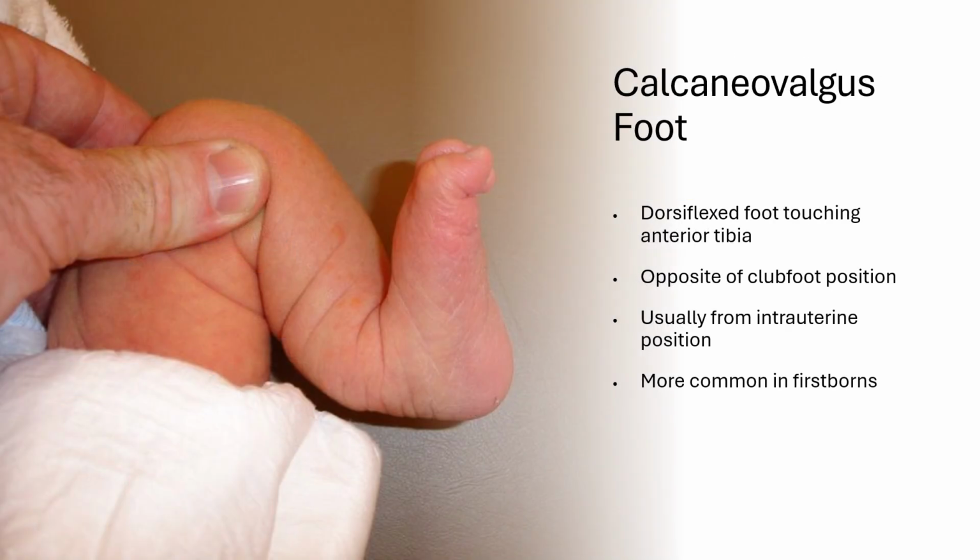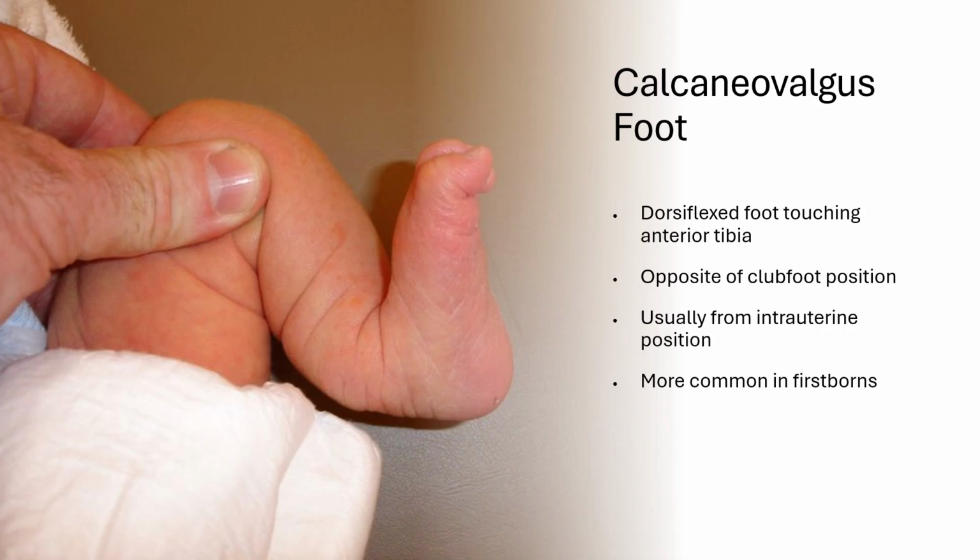Calcaneovalgus foot presents as the complete opposite of clubfoot positioning, where the foot becomes so dorsiflexed that it can actually touch the anterior tibia. Picture a baby whose foot is bent upwards so severely that the top of the foot nearly touches the shin. This dramatic positioning creates the characteristic appearance that makes the diagnosis obvious on visual inspection.